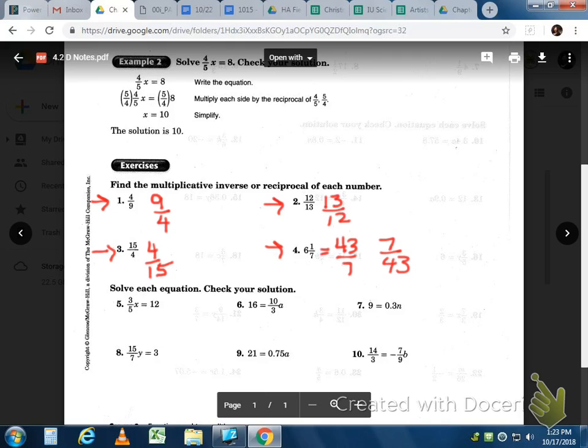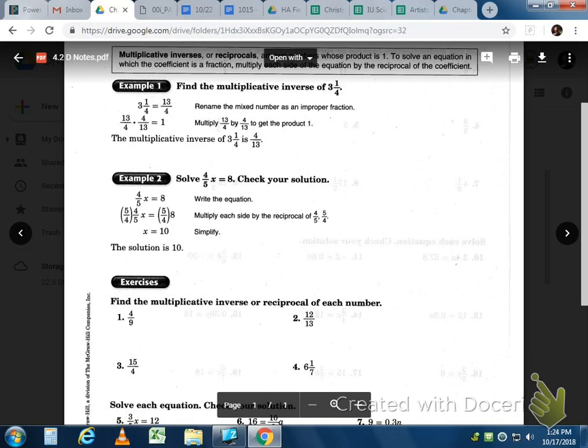Okay. Questions about reciprocals? Yes? So it's basically you're just turning the fraction upside down. Basically turning the fraction upside down. If it's a mixed number, you got to change it to a fraction. Okay, now, why is this important? Let's go back up to the top. Let's go back up to their example.